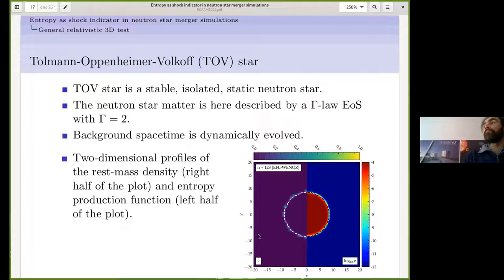And so there are high chances that we have more accurate results in this way. So the entropy flux limiter method is doing exactly the same as it was doing with the special relativistic tests, pointing out where the shocks are in our domain.